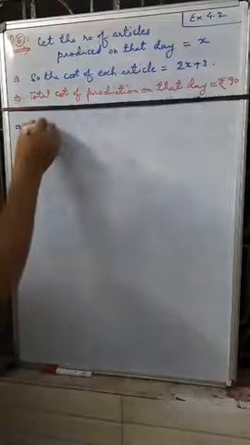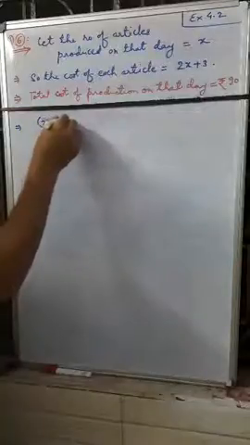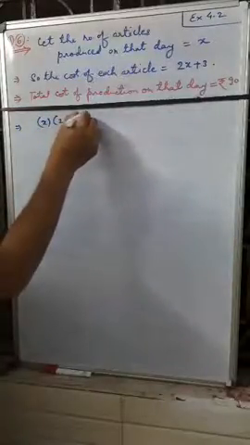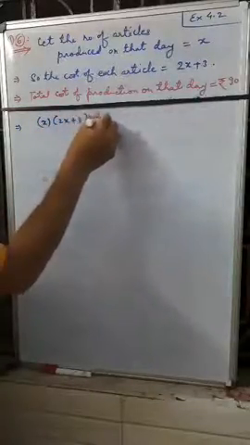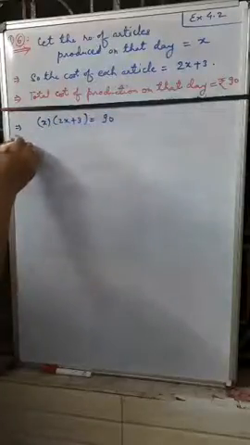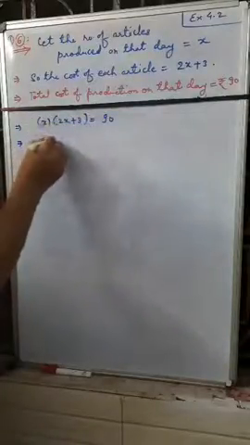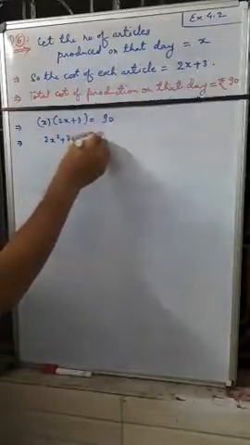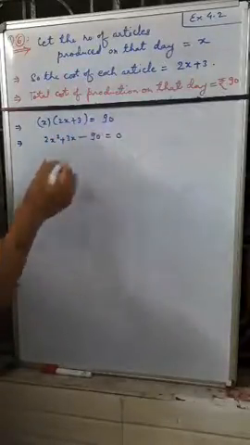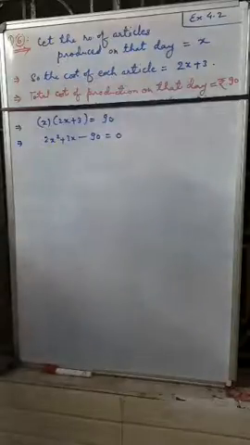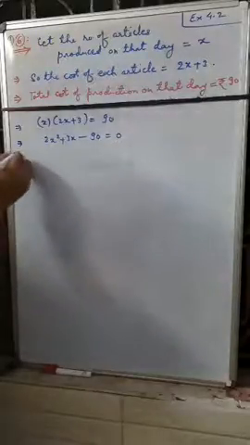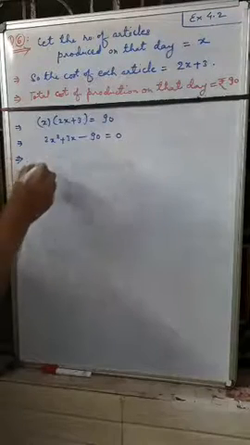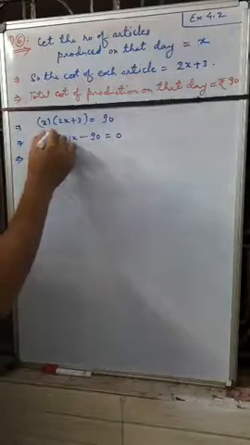तो अपन क्या करेंगे बेटा? x into 2x plus 3 is equal to 90. Now we can multiply. So x into 2x, so 2x square plus 3x and transfer 90 to the left hand side. So we will get one more quadratic equation, and now we can solve by using splitting the middle term.